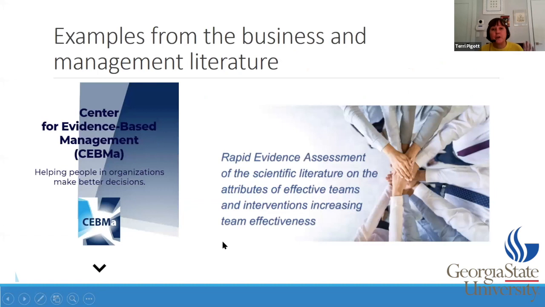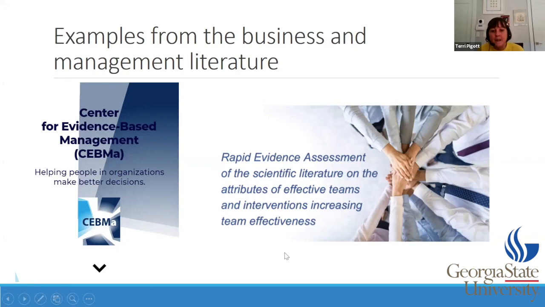But let's get back to why we are all here, and let's look at examples in the business and management literature. So my colleagues at the Center for Evidence-Based Management sent me a few resources to help me prepare for this talk. And one of them was a document that they've produced on a rapid evidence assessment of the scientific literature on attributes of effective teams and interventions increasing team effectiveness.